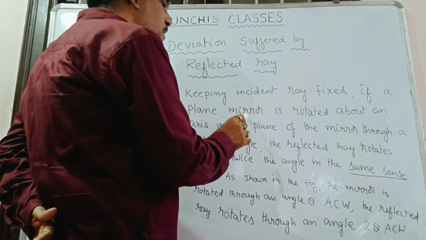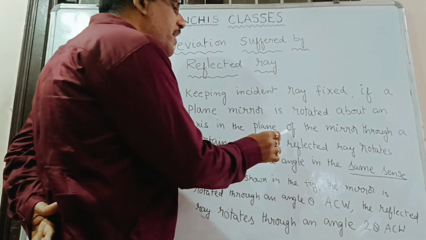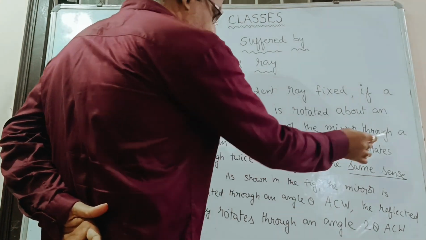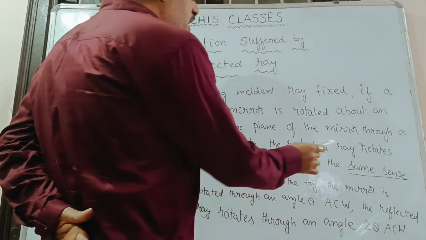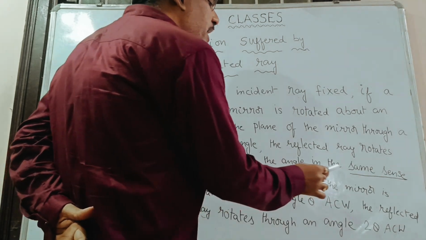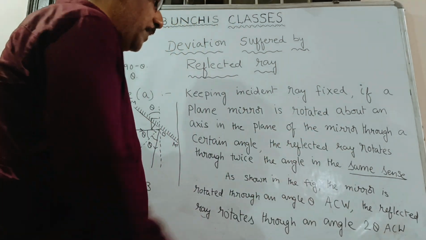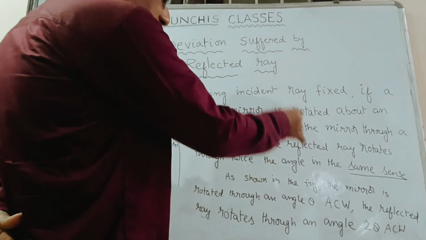If a plane mirror is rotated about an axis in the plane of the mirror through a certain angle, the reflected ray rotates through twice the angle in the same sense. Observe this, in the same sense. So let us understand this.